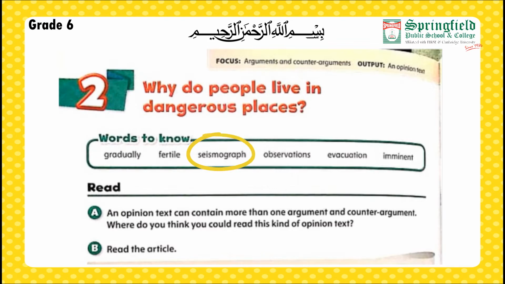Next, seismograph. Seismograph. It is an instrument used to record the motion of the ground during an earthquake. Next, observations. Observations means the action or process of closely observing or monitoring something or someone.